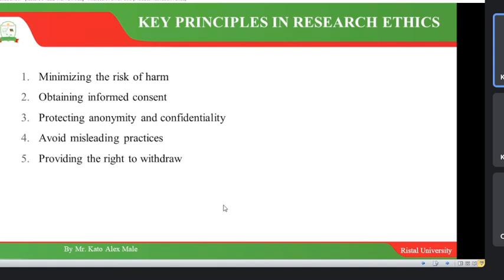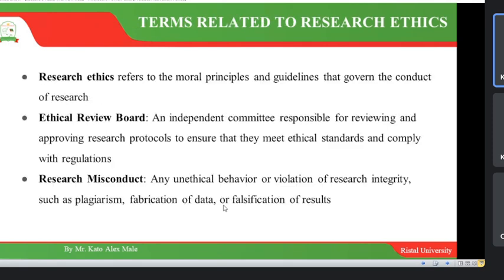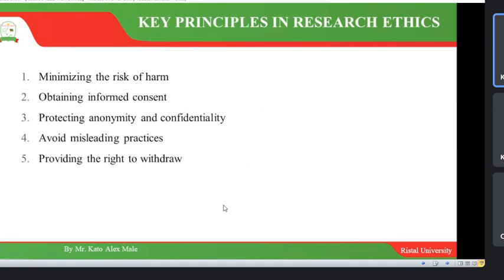Then research misconduct is any unethical behavior or violation of research integrity, such as plagiarism, fabrication of data, falsification of results, and any other misconduct in research. Going to the next slide. I don't know whether it has changed on your screen. Yes, very good. This is on the key principles in research ethics.